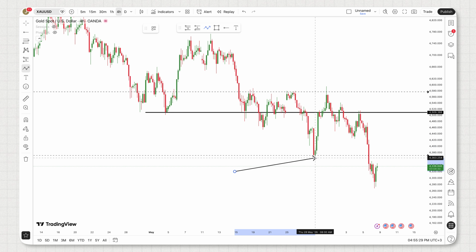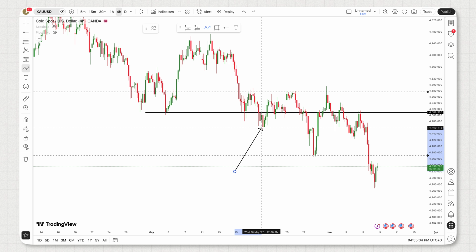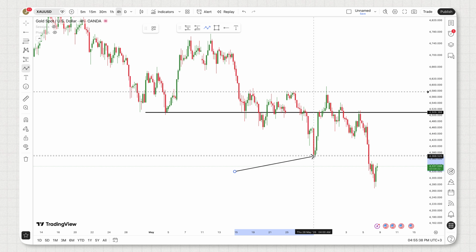Price ended up selling off, creating a new lower low. It's a lower low because it's lower than the previous low, right? Which then also ended up breaking structure to the downside and also giving us a new indication. So this is how my trade setup for last week looked like.